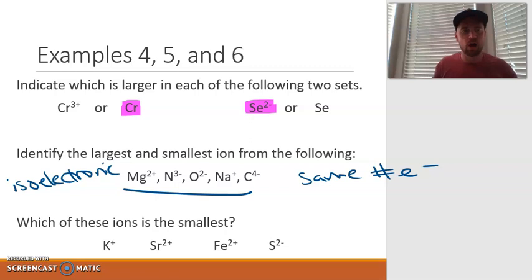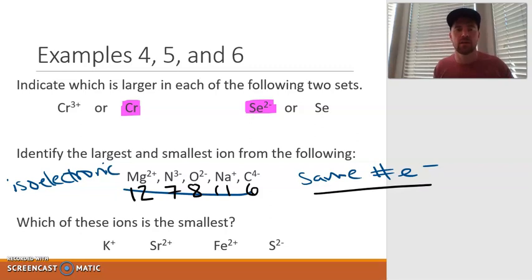So what I'm going to do right below is write the number of protons each of these atoms would have. Magnesium would have 12, nitrogen would have 7, oxygen would have 8, sodium would have 11, and carbon would have 6. If you remember from topic 3 videos, we talked about an isoelectronic series a little bit. Since all 5 of these ions have the same number of electrons, we don't have to ask ourselves questions like, how many shells do they have? Because they're all going to have the same electronic structure. It's really only the nucleus that's different.